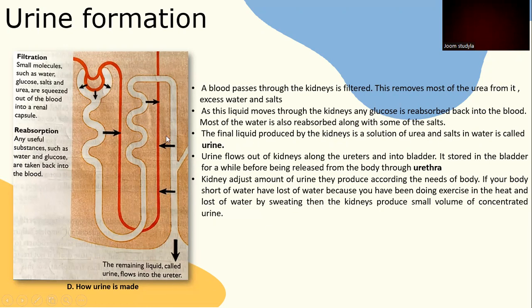If you can see, this is the third step. Urine flows out of the kidney, along the ureter and into the bladder. It's stored in the bladder for a while before being released from the body through the urethra.